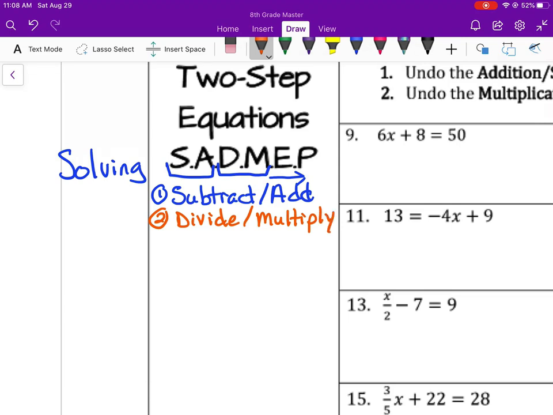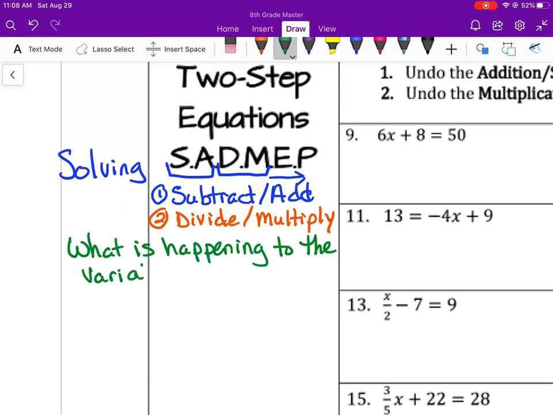And the question that you're always going to ask is, what is happening to the variable? When you ask that question, that's how you're going to be able to fill in your do and undo. What is happening to the variable is everything you're going to put on this side. And then how do you undo? That's everything you put on the other side.